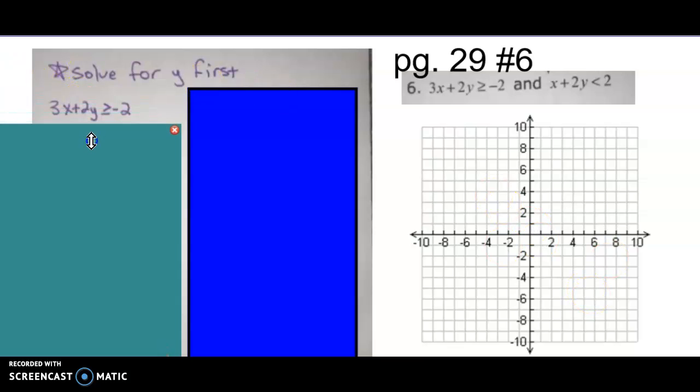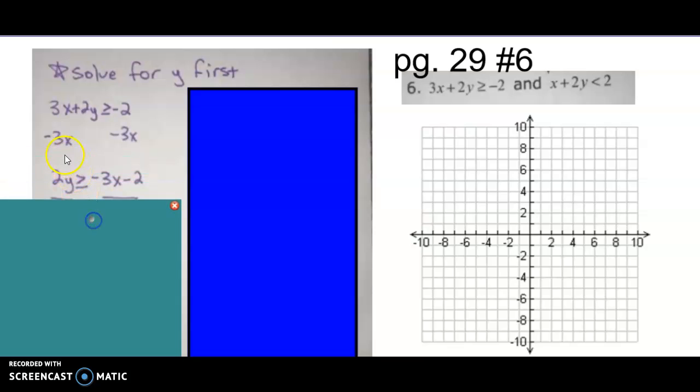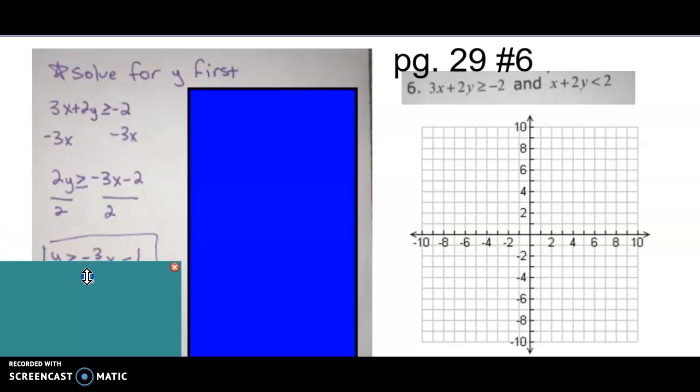So there's my inequality. If I want to solve for y, the first thing I need to do is subtract 3x from both sides. Once I've done that, I've got 2y on its own over here, and then on the right side, I've got negative 3x minus 2. Okay, so now I need y by itself, so I'm going to divide both sides by 2. Everything, right? Make sure everything gets divided by 2. You're left with y is greater than or equal to, and then negative 3 divided by 2 is negative 3 over 2. Negative 2 divided by 2 is negative 1. So that's going to be the inequality that we're going to graph over here.